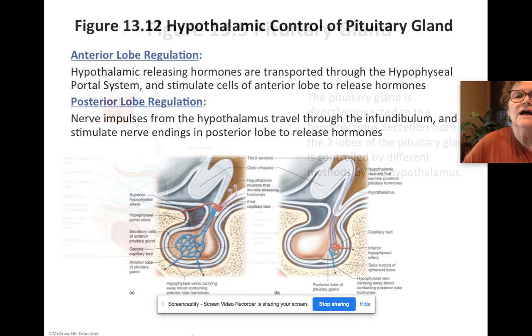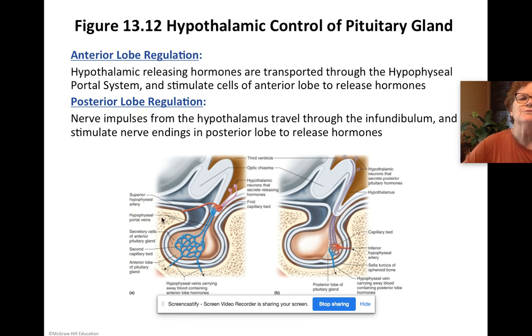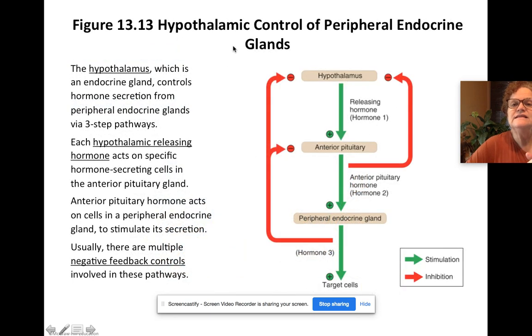So there you go. Okay, so here is the regulation. Anterior lobe regulation and posterior lobe regulation. This is the control here. So the hypothalamus is the big dog here, telling the anterior pituitary what to do. And then the anterior pituitary is acting on peripheral or outside the body endocrine glands.